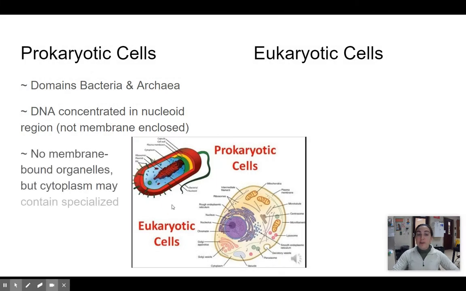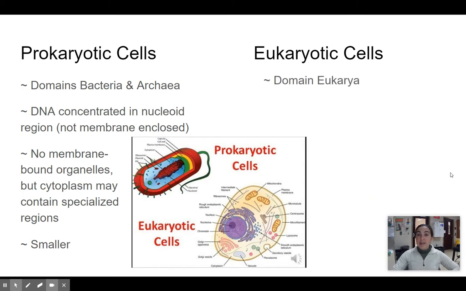Prokaryotic cells also don't have membrane-bound organelles, but their cytoplasm might have regions that, say, have a concentration of a particular enzyme that carries out a chemical reaction or a concentration of ribosomes that build proteins. So there might still be some different regions, but those regions are not separated by membranes. Prokaryotic cells also tend to be much, much smaller than eukaryotic cells.